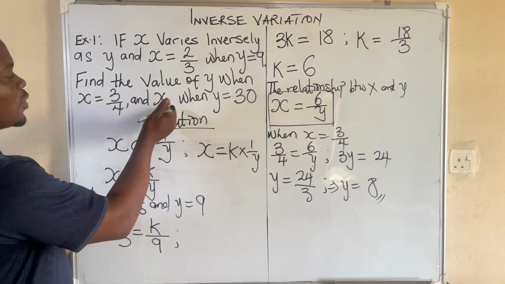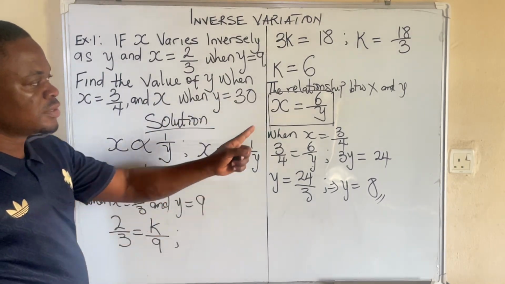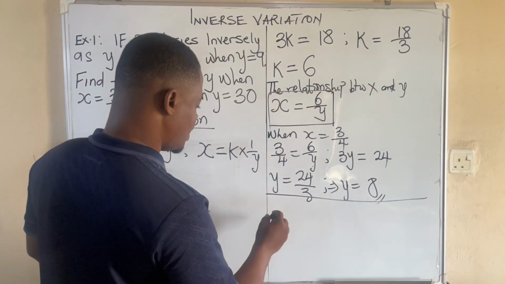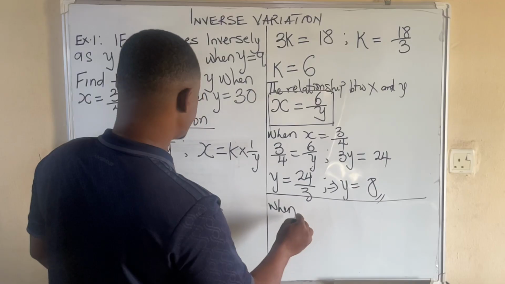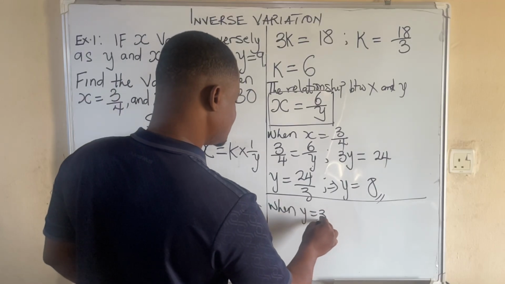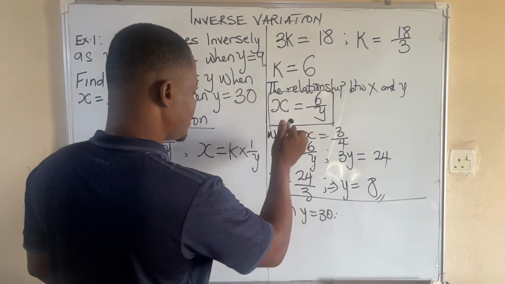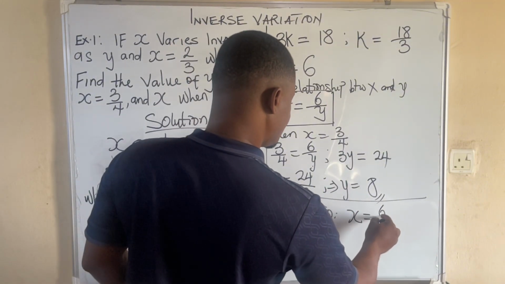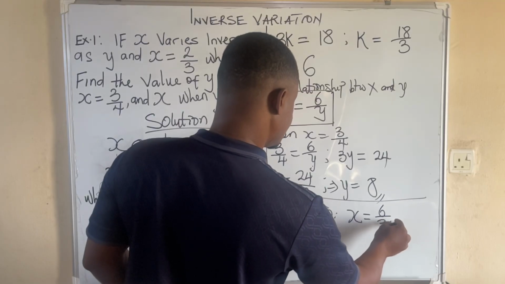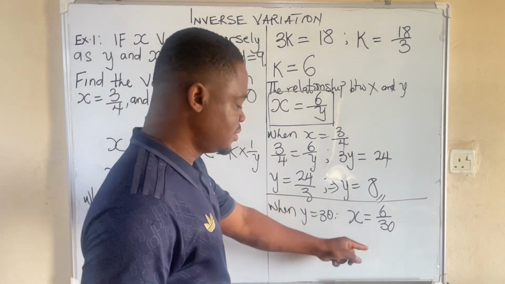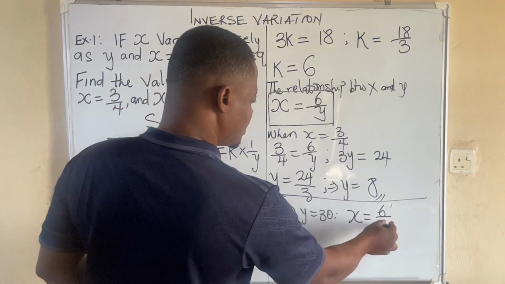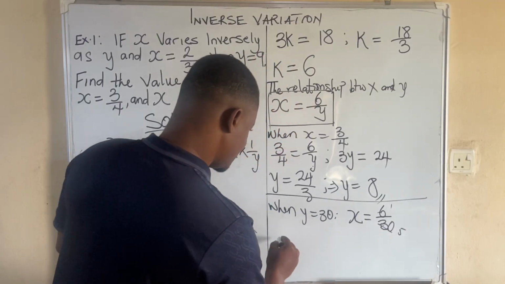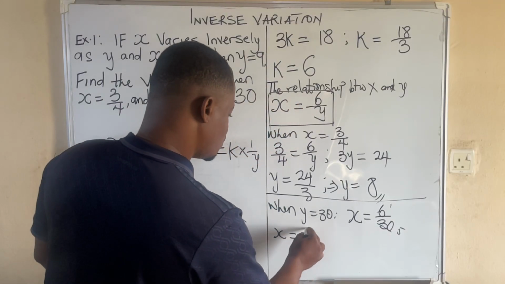We can equally get the value of x when y is 30. Substitute this here. So when y is 30, what is going to be the value of x? We have that x is going to be equal to 6 over 30. And when you break it down, 6 can divide itself 1, and 6 will divide 30 to give 5. So we have that x will be equal to 1 over 5.